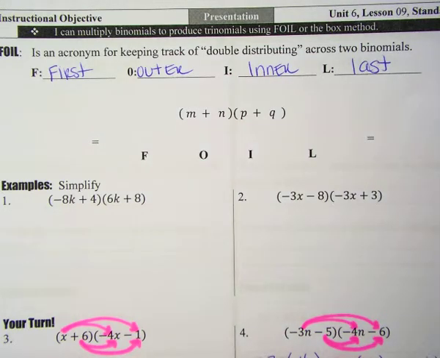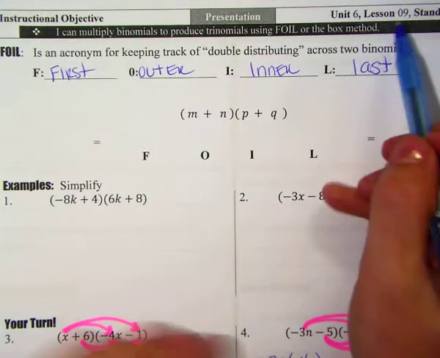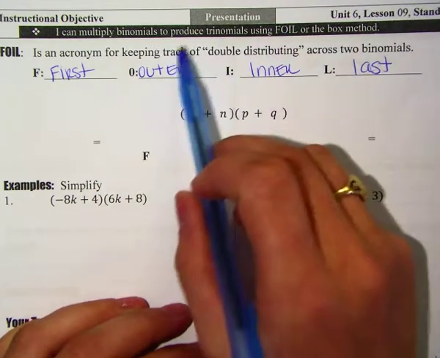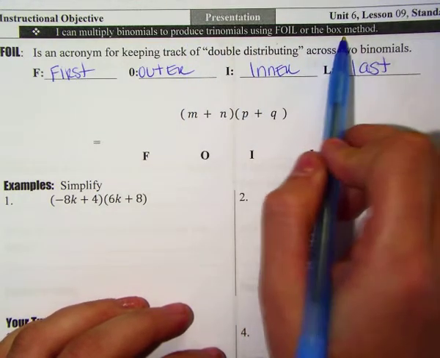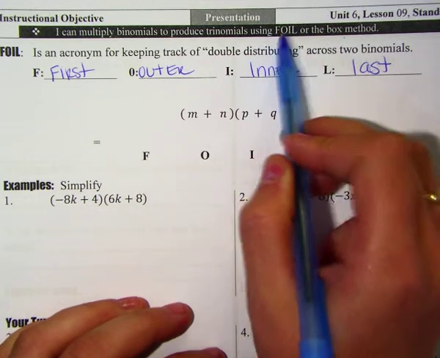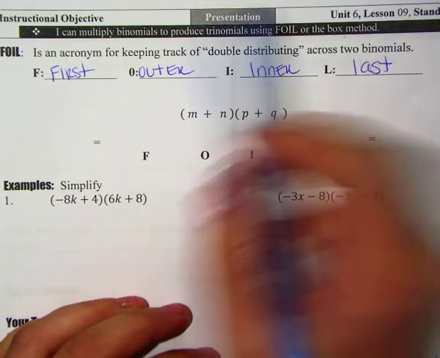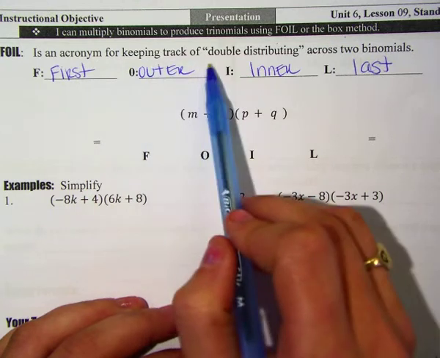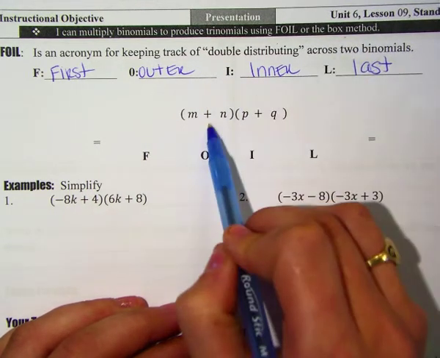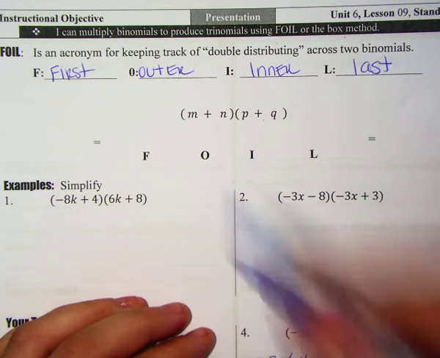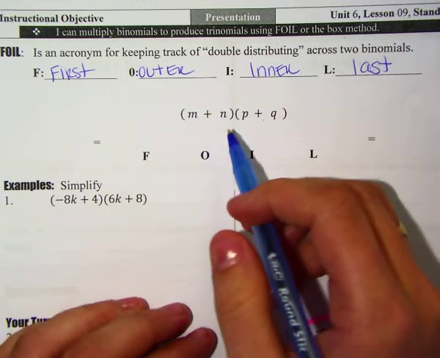Right, this is lesson 6.9, which is the last lesson in the unit, which has to do with multiplying binomials to produce trinomials using FOIL or the box method. I'm going to review FOIL during this lesson. FOIL is an acronym for keeping track of what's called double distribution across two binomials. In other words, a binomial times a binomial, and how to make sure you multiply all of the terms.